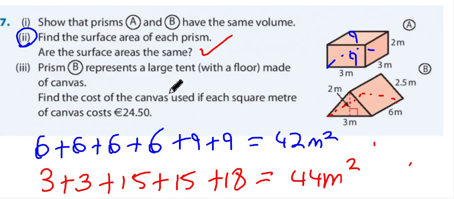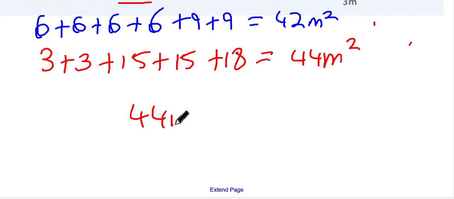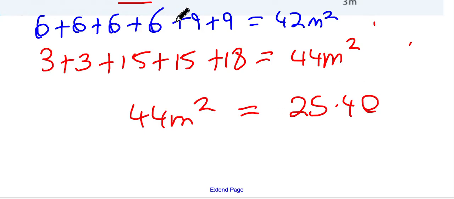Now, prism B represents a large tent with a floor. Find the cost of the canvas per square meter if the canvas costs €25.40. So here's the deal. All 54 meters squared of it costs €25.40. Oh, thank you. It's 54. Thanks very much. Sorry, guys. It's 54, and it's still bigger than the 42. Agreed?